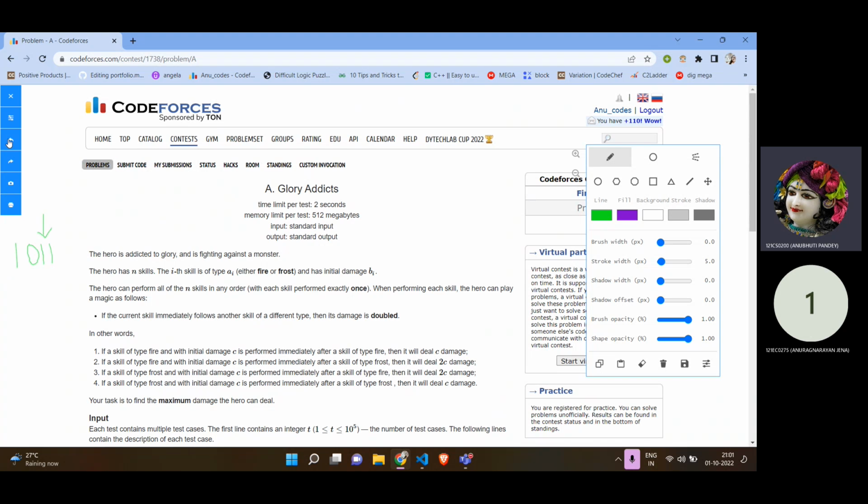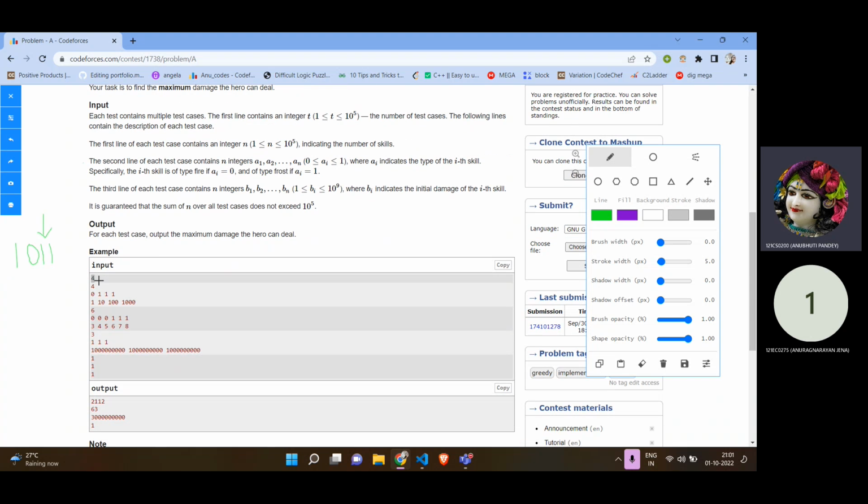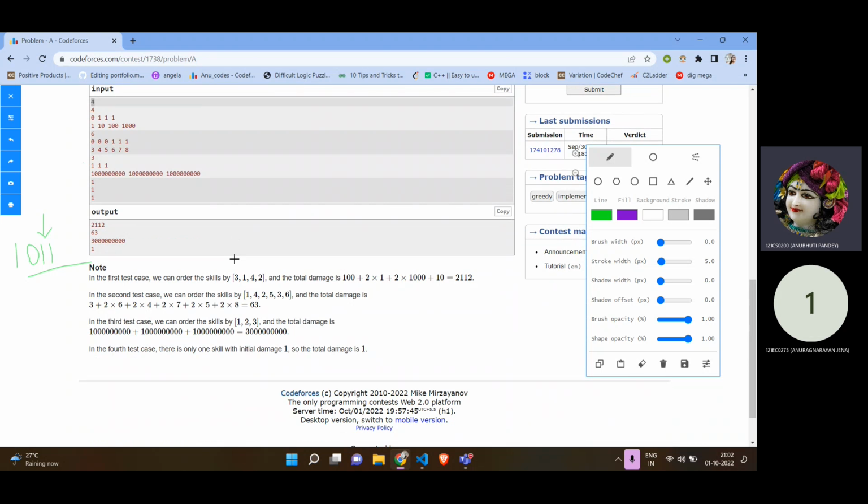So if we jump to the example, we get that he has 4 different skills, one of 0 type, another 3 of type 1. Now you have to arrange it to get the maximum damage. So we can arrange it in the order 101 for the maximum number of alternating pairs. Then also, even after that, you have to maximize the output.